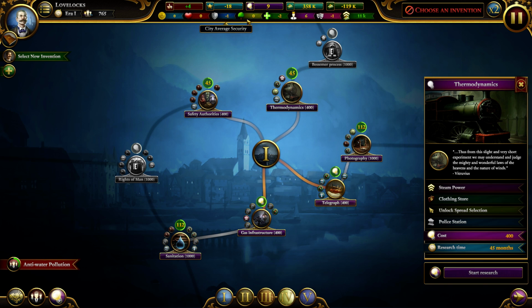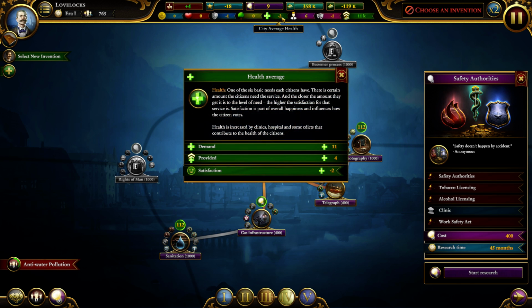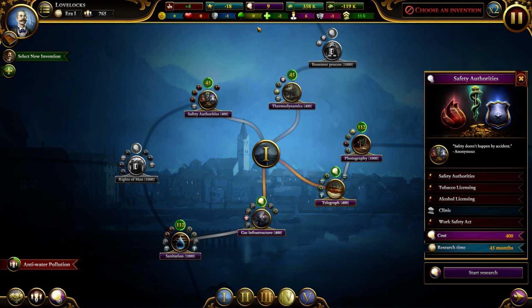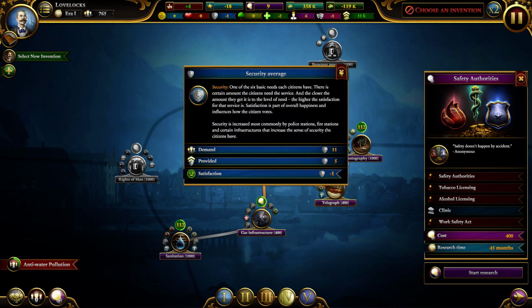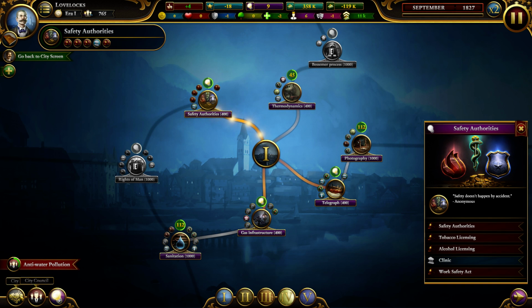So we're at -1 city average security, -2 city average health. Is there a clinic? Because health seems to be the thing. Demand 11. Command 11. Let's go clinic then. Start researching that.